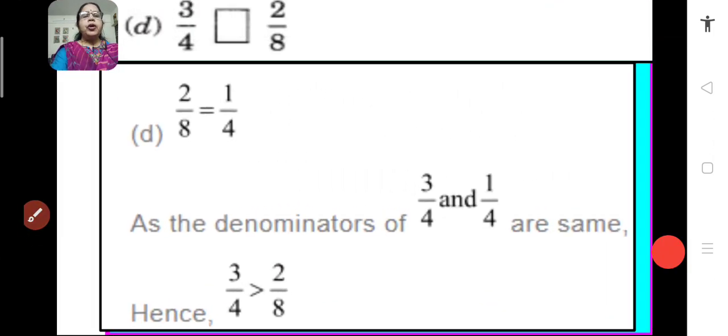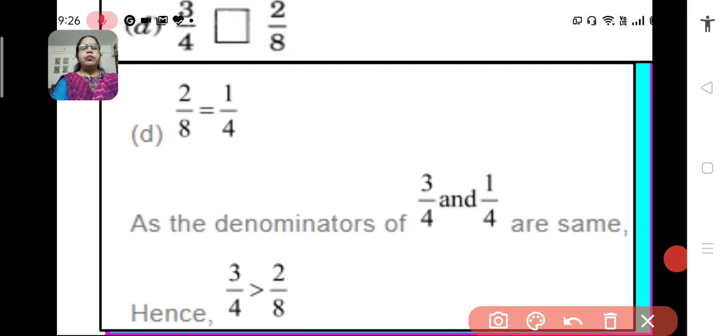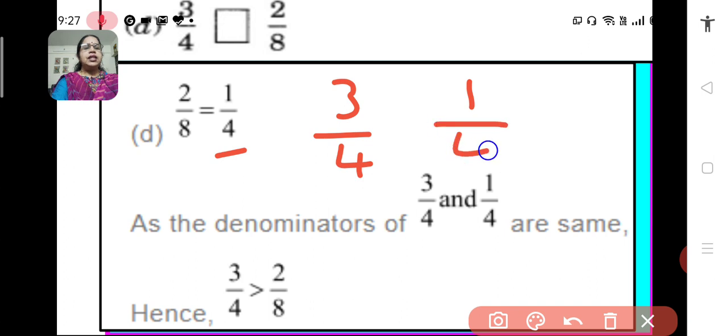Next, 3 upon 4 and 2 upon 8. By looking at 2 upon 8, we can see that it can be converted into simplest form, which is 1 upon 4. Now, we have 3 upon 4 and 1 upon 4, both are like fractions, easy to compare. Okay. So, which one will be the bigger one? 3 upon 4 will be the greater one. So, 3 upon 4 is greater than 2 upon 8.